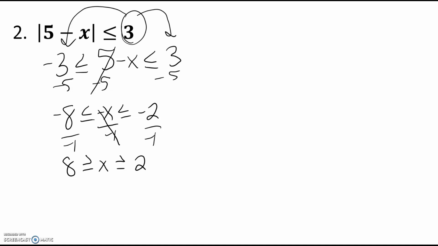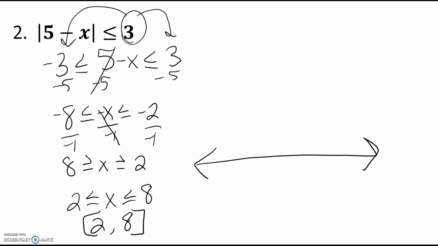So this is actually backwards from what we like to see. So we're going to flip everything. 2 is less than or equal to x, which is less than or equal to 8. Remember that that would be a bracket at 2 and a bracket around 8 as well for interval notation. So when we graph that, 2, 3, 4, 5, 6, 7, 8, I want to make sure that I put brackets at 2 and 8, and they should face each other because we would shade in between if this were old school.